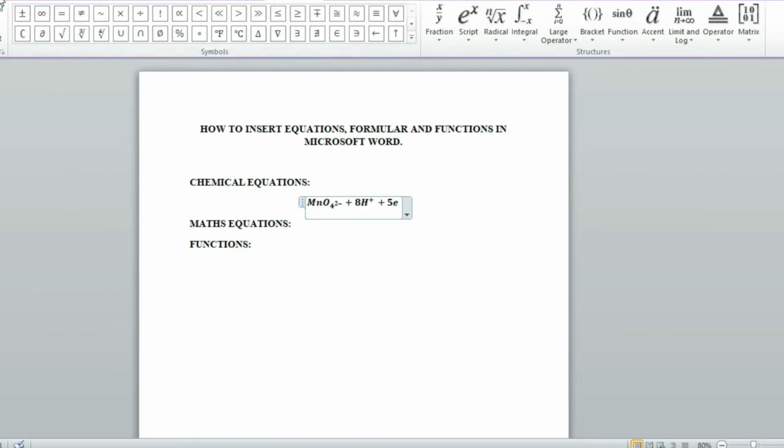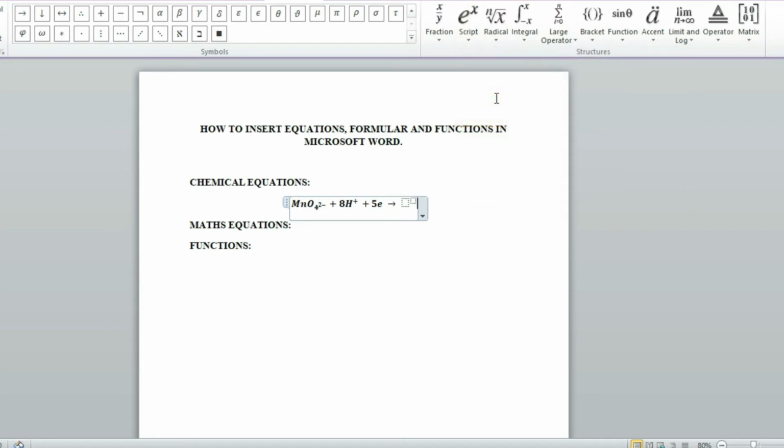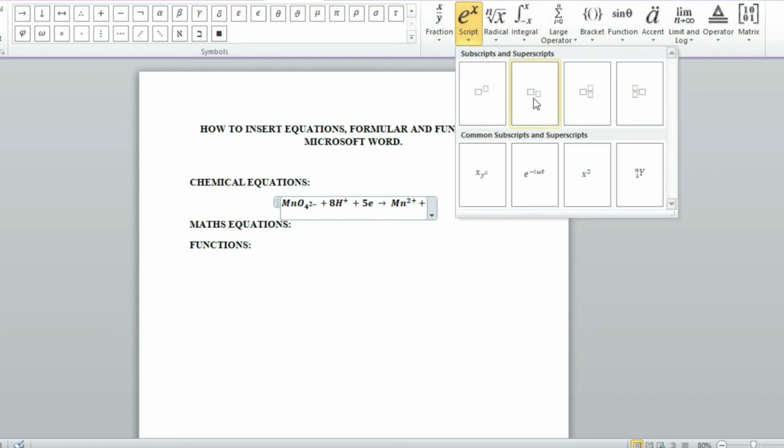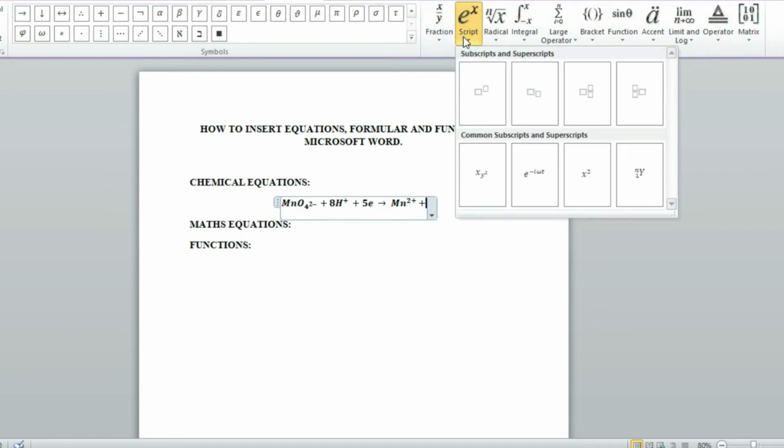Then you can insert an arrow. Most of these symbols are here, so you can insert an arrow. Then you insert the manganese 2 ions. Under script, you can use the manganese 2 ions. You can use this. Arrow key, plus 4. You can use this.